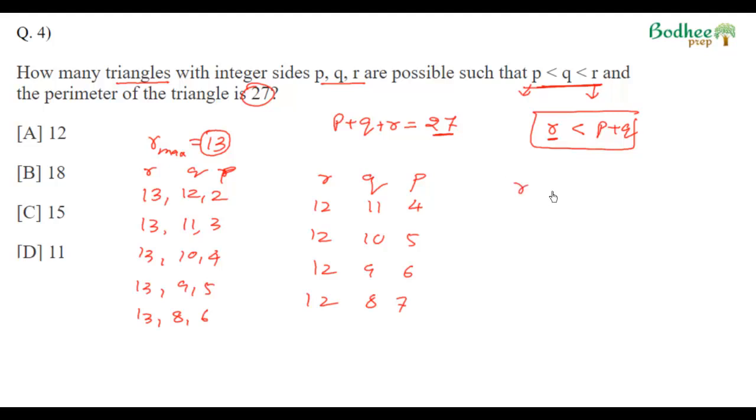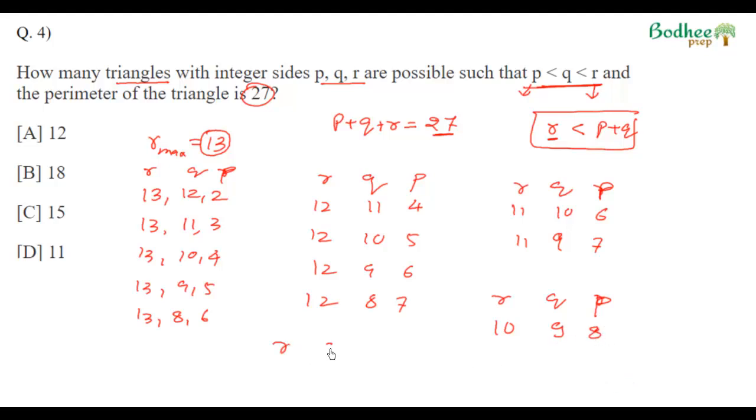Right? Now further, if I take the largest possible value of R to be 11, in that case the sum has to be 16. Thereby we can take it as 10, 6, then 9, 7, then 8, 8 will not be considered, right? So only these two are possible. Now further, if I consider the possible value of R to be 10, then the sum of these two has to be 17. So it will be 9 and 8. This is the only possibility.